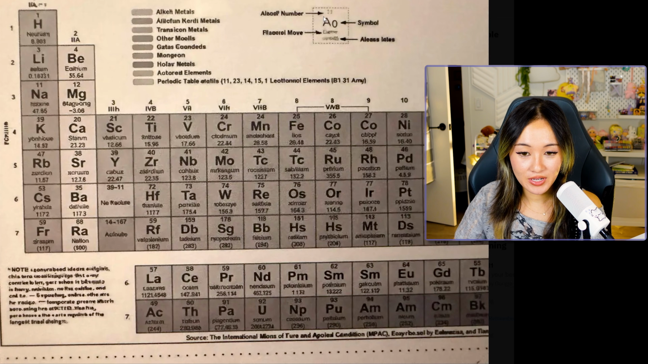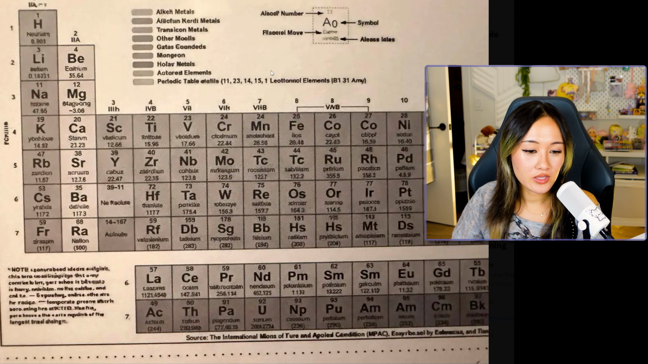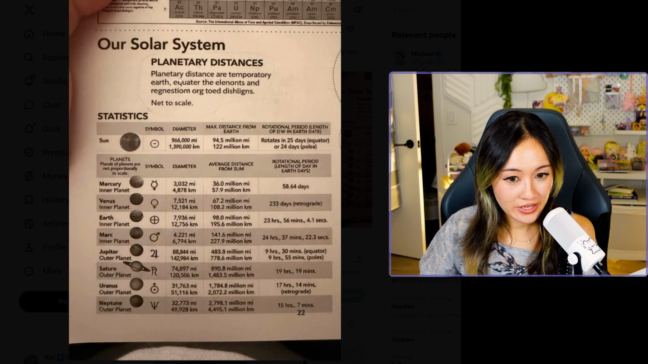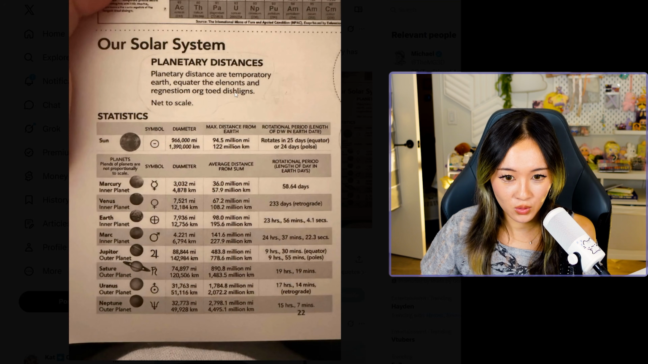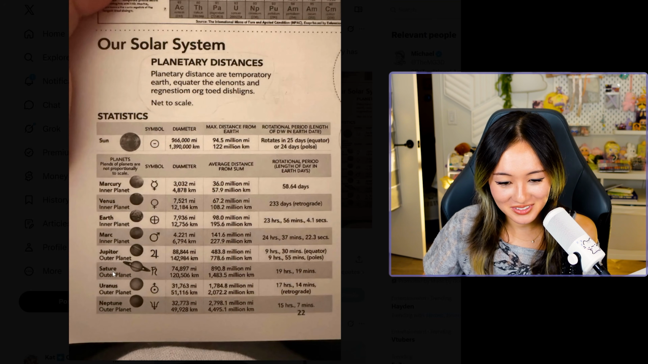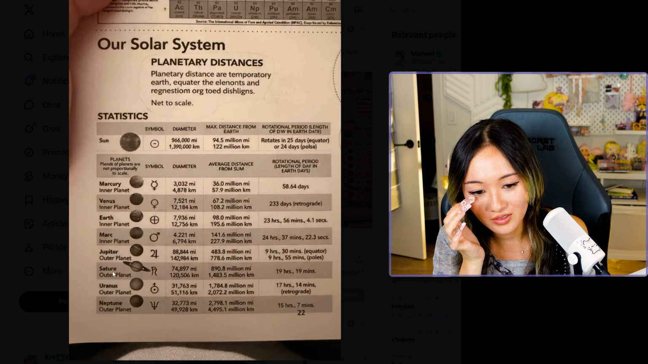And even this diagram on how to read the periodic table, how to read each square, is so incorrect. The poor students, man. Imagine a chemistry exam and it's like, you can reference your periodic table. And then you whip it out and it's just this. It's like, oh, well, I guess I'm gonna fail because I don't know anything. Beneath that, it says, our solar system. Planetary distance are temperatory Earth, equator de Lance, and Regnisium org toed dish lines net to scale. What in the world am I reading right now? And Jupiter is spelled incorrectly. Saturn is spelled... Oh, Lord.